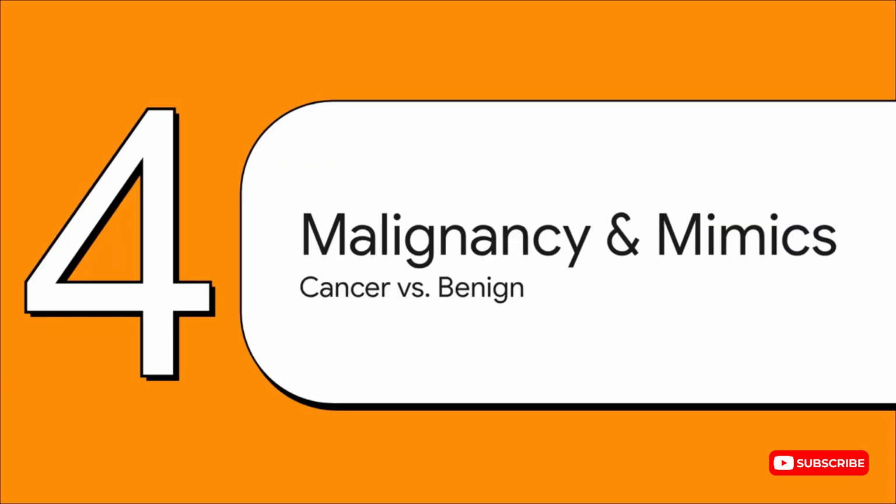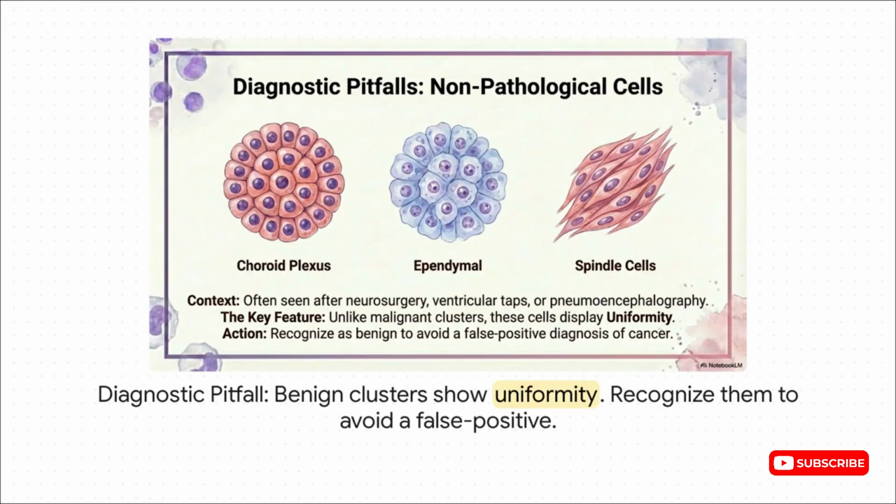All right, Section 4. We're now moving into what is, without a doubt, one of the most critical and challenging parts of CSF analysis: identifying malignancy and its mimics. This is all about telling the difference between true cancer and benign cells that can look alarmingly similar. So first, let's talk about the pitfalls, the imposters. These are the non-pathological cells that can trick you into thinking you're seeing malignancy.